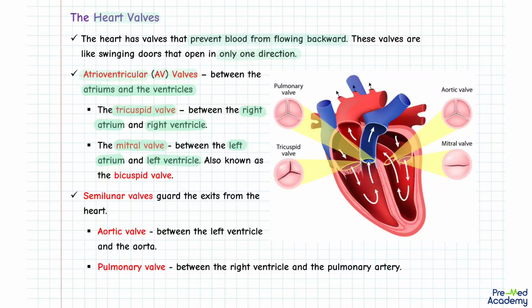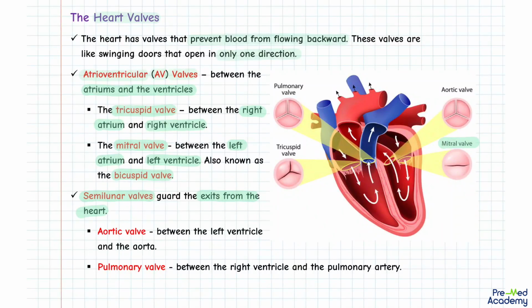Note that the mitral valve is also called the bicuspid valve, since it only has two parts, or cusps, while all other valves have three. The second type of valves found in the heart are semilunar valves, which guard the exits from the heart.